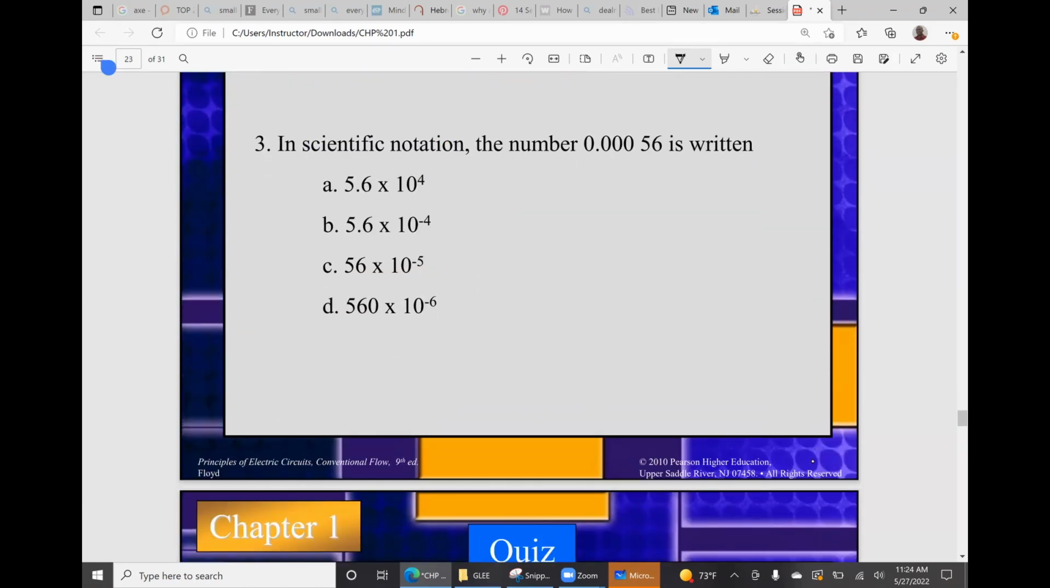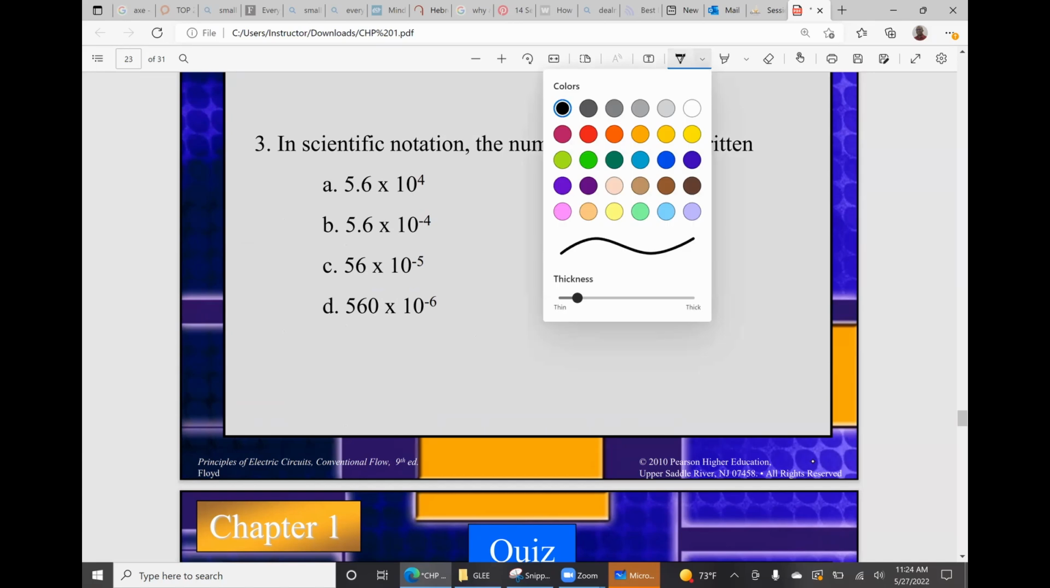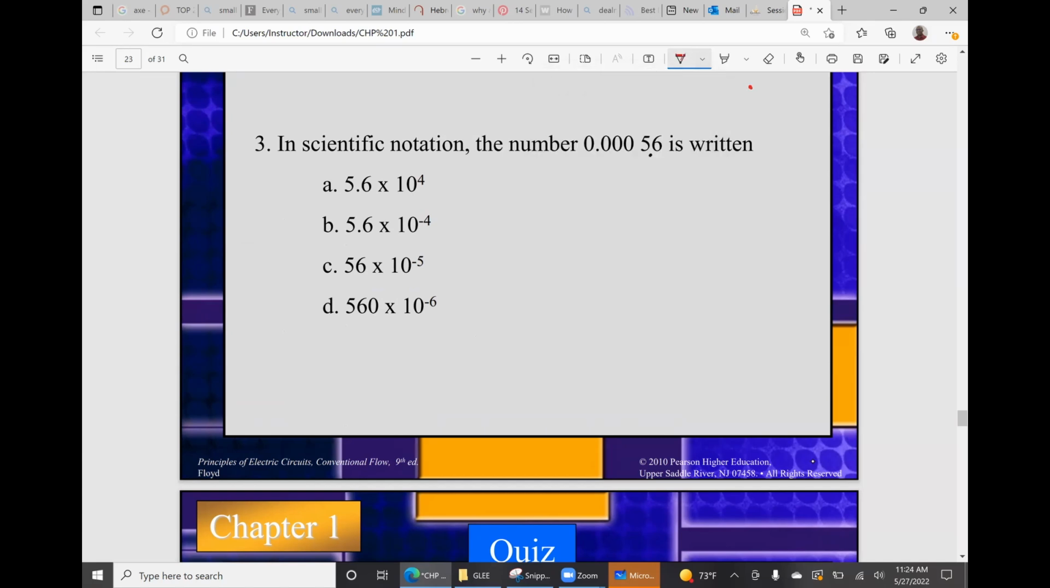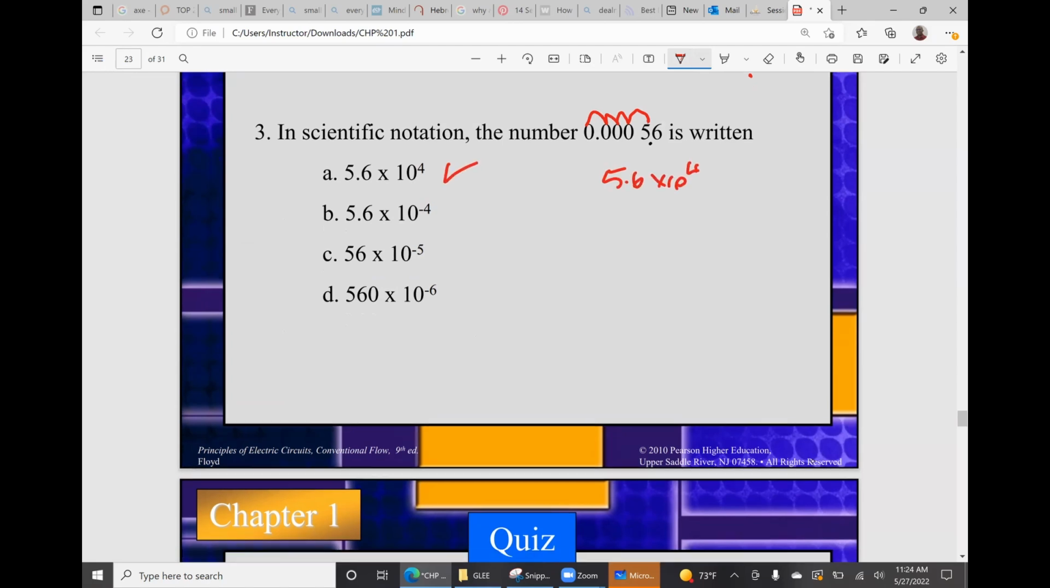In scientific notation, again, we only take one number before the decimal and whatever it is, right? So what is this written in scientific notation? We're going to take this 5 here, we're going to move it 1, 2, 3, 4. So this is going to be 5.6 times 10 to the 4, which is this one right here.